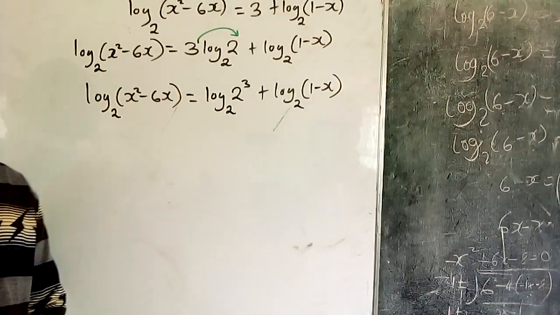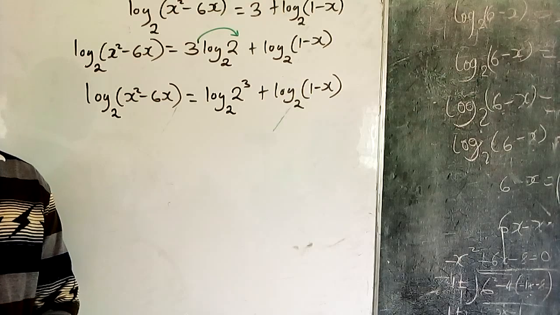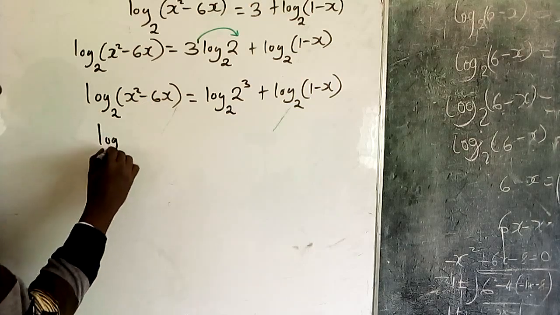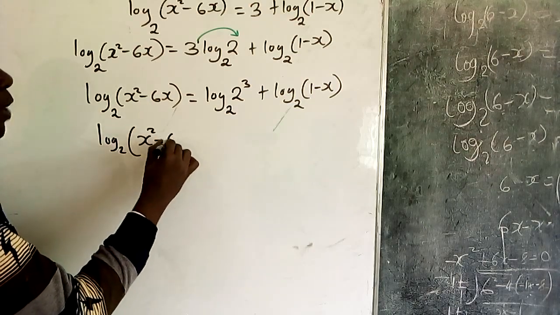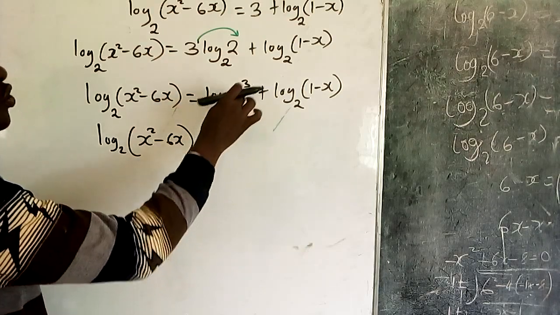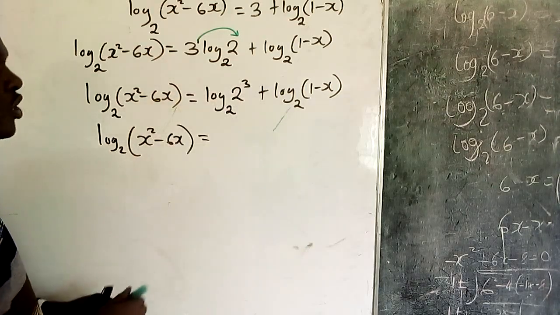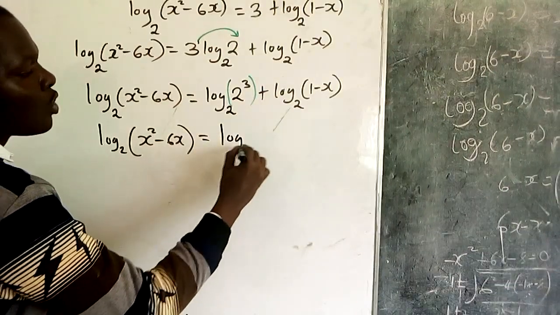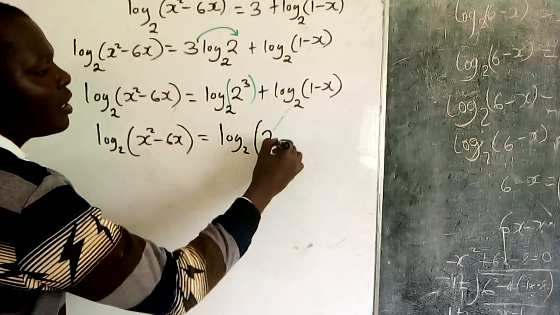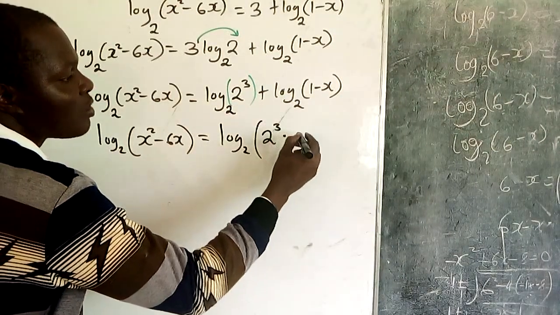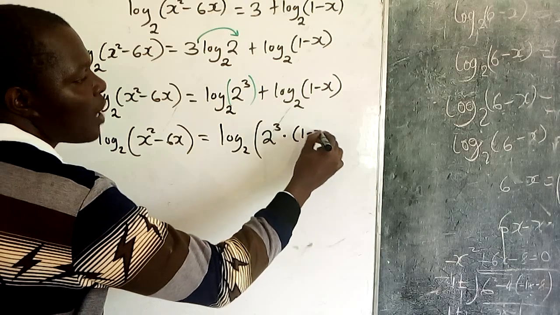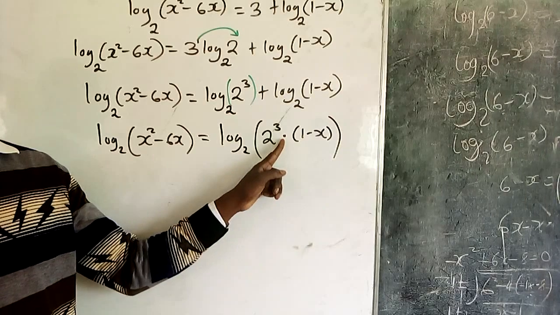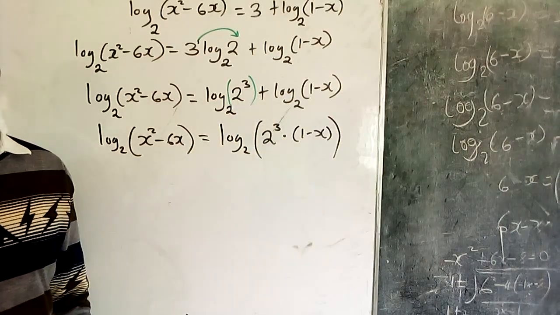Then after getting rid of the coefficient, what do we do? A single term on both sides, isn't it? So this side we already have a single term, that is log to base 2 of x squared minus 6x, isn't it? Then you can see 2 cubed is 8, isn't it? So you see we are going to have a single term here. It means when you factorize out log to base 2, inside you are going to remain with 2 cubed. This is addition, it goes back to multiplication, isn't it? So it is 2 cubed times 1 minus x, isn't it? Yes. So that when you take the log back inside, this multiplication goes back to addition, isn't it?